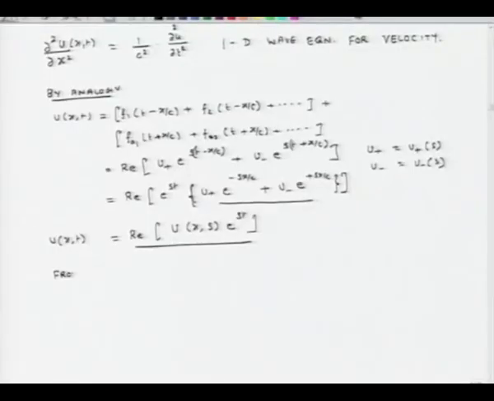So, from the momentum equation, we know that the partial derivative of pressure with respect to x is nothing but negative rho naught times the partial derivative of velocity with respect to time, and once again here P is a function of x and t as well.